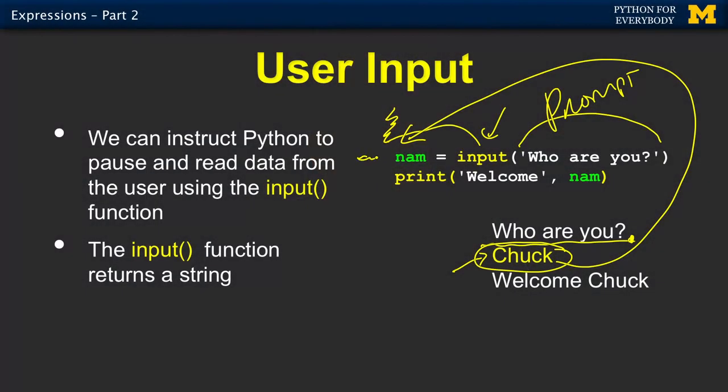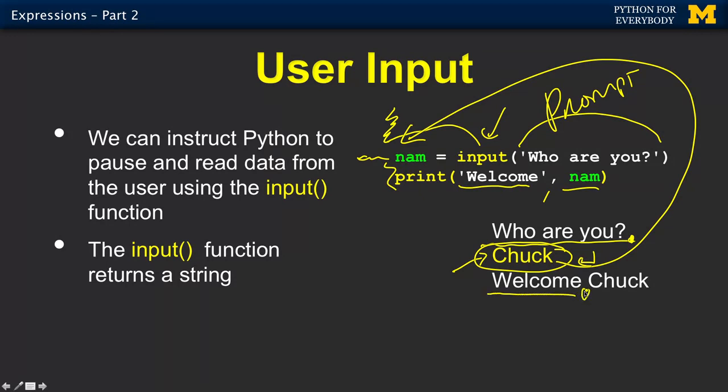And so this program at this point pauses until we type and we hit the enter key, and then it takes that line of input, including spaces, whatever I've typed, and puts it in that variable. And then the program continues. And in this case, it just prints out welcome, comma, and then the contents of the variable nam.